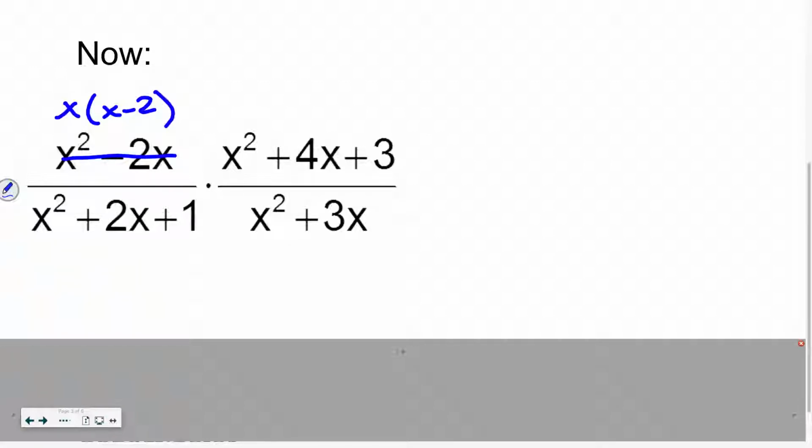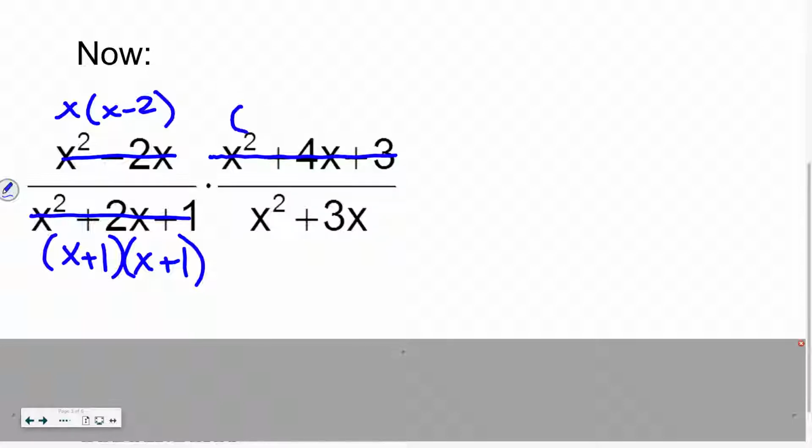Okay, can you factor the denominator? Yes. What's x squared plus 2x plus 1? X plus 1, x plus 1. You can also write that if you want as x plus 1 squared. Either way is fine. Okay, numerator? X plus 3, x plus 1. And denominator? Take out the x.